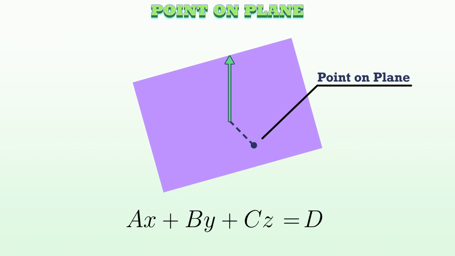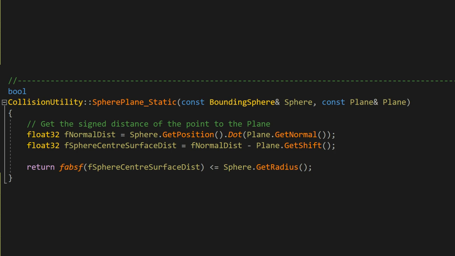The sphere with plane static function is simple. We perform a dot product between the sphere's position and the plane's normal to get the distance of the sphere along the normal. This value could be positive or negative. We subtract the plane shift constant from this value to get the distance from the plane surface to the center of the sphere. We convert this potentially negative value to positive using the fabsf function, then check if it is less than or equal to the sphere's radius. If so, there is collision.